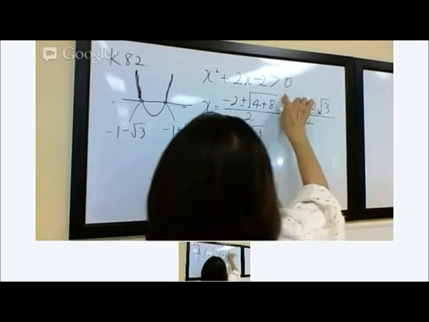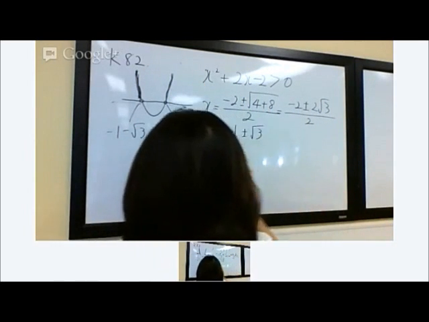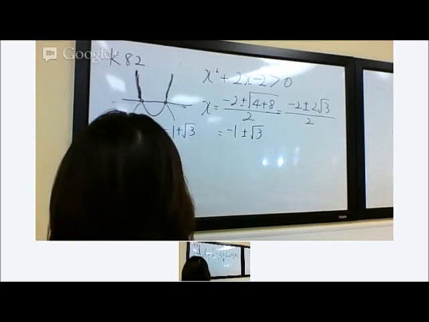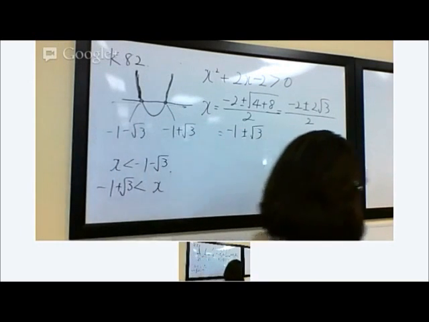If greater than 0, it means the same thing, here and here. That's the answer. So x is less than negative 1 minus root 3, or x is greater than negative 1 plus root 3. That is the answer.